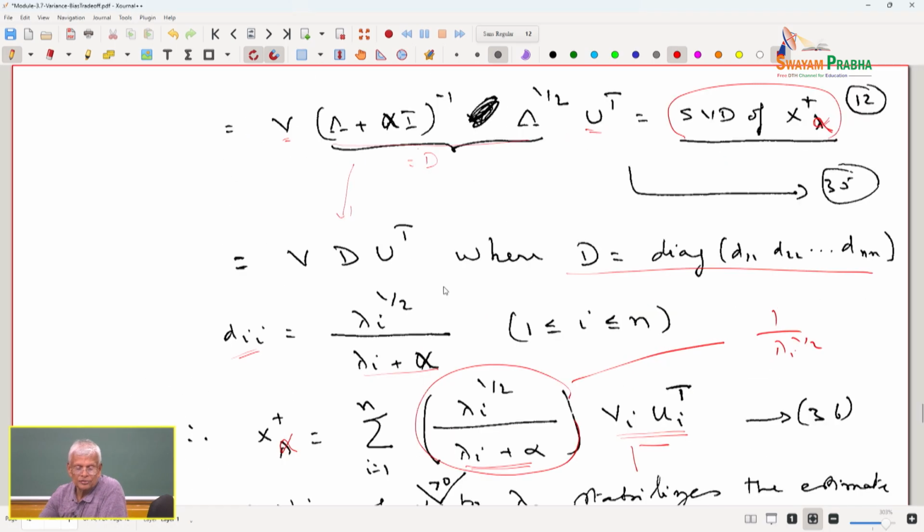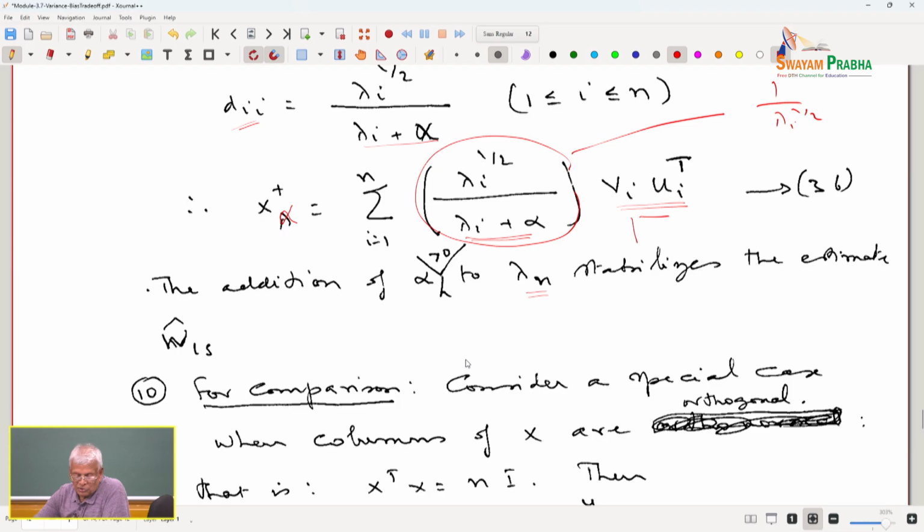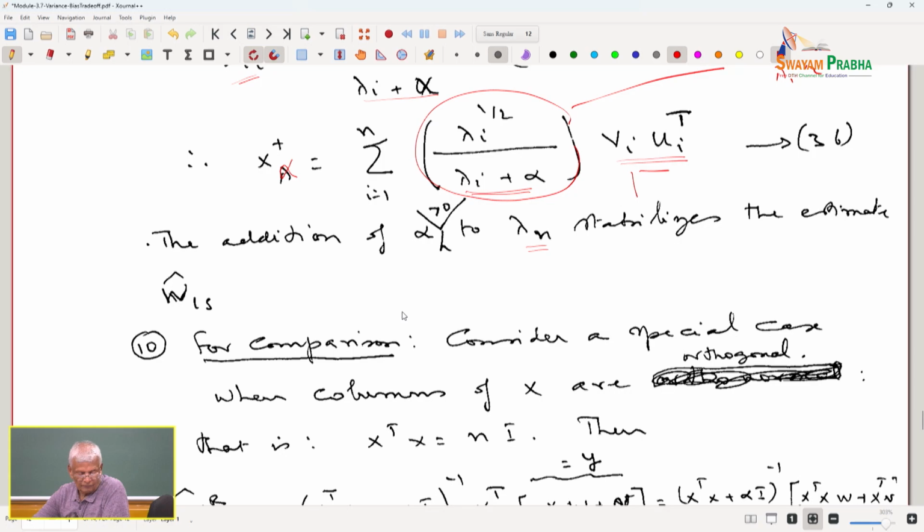I want you to understand this. Lambda plus alpha I, what is that? Alpha I is a diagonal matrix. This is a diagonal matrix. Adding a diagonal matrix to this, so this is called diagonal perturbation. So by adding a diagonal perturbation with a suitable alpha, I can reduce the sensitivity, which is the essence of equation 36.